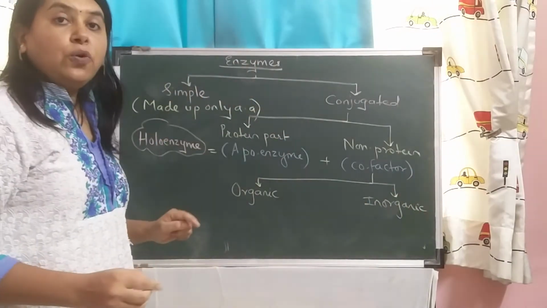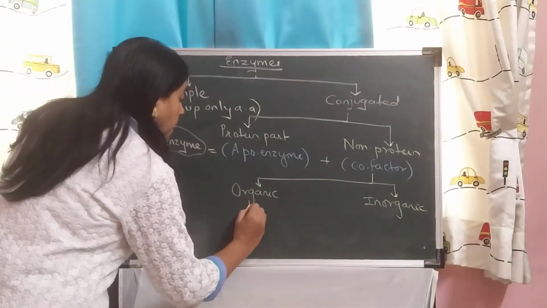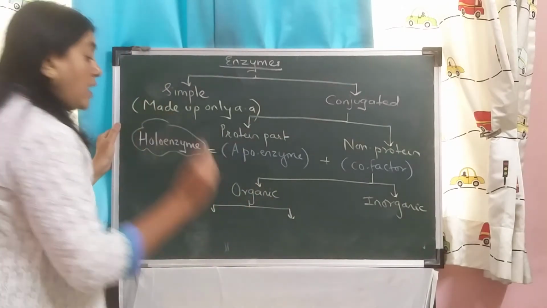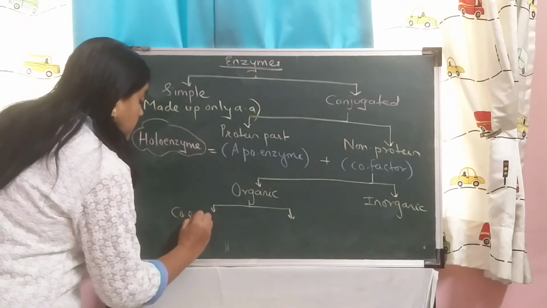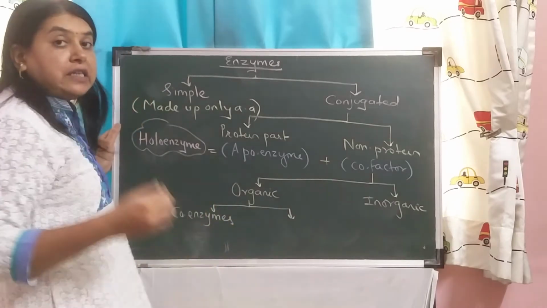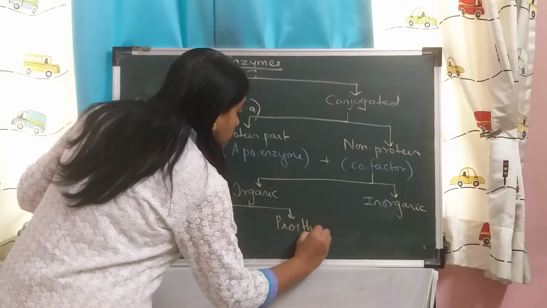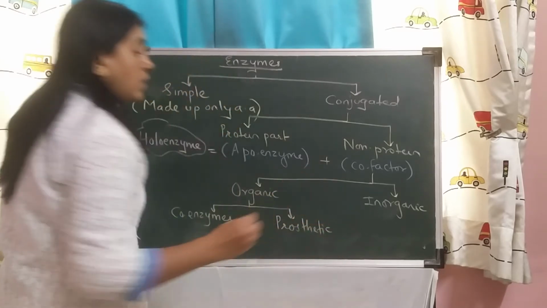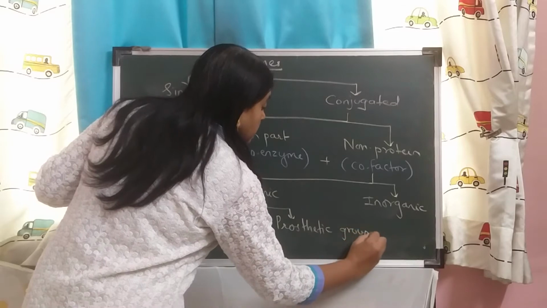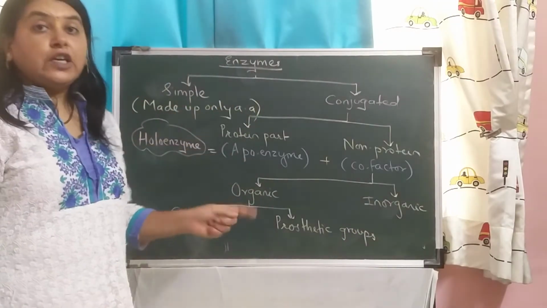The organic cofactors are further classified into two types. Those two types are coenzymes and prosthetic groups. Okay, so this is the classification of enzymes.